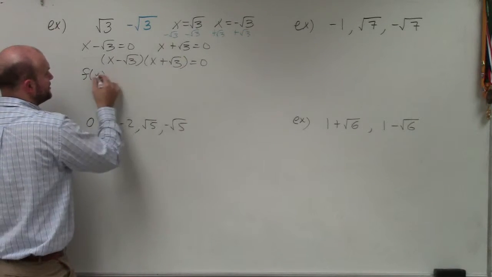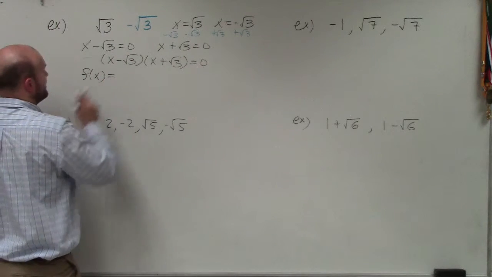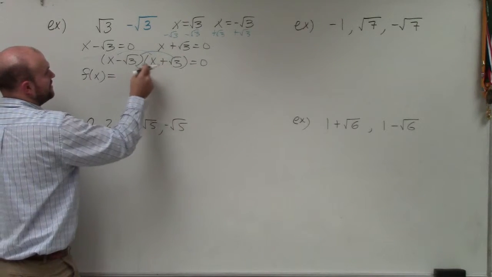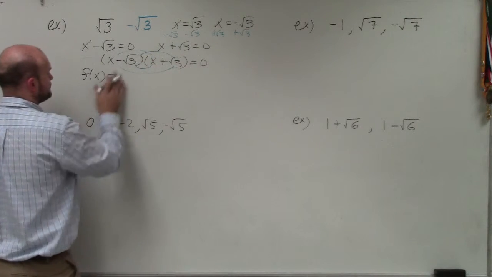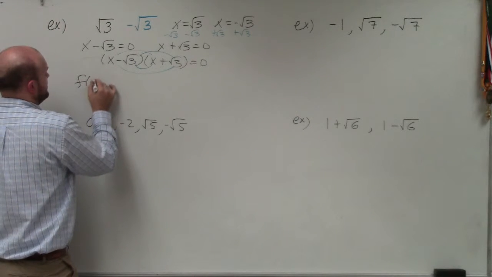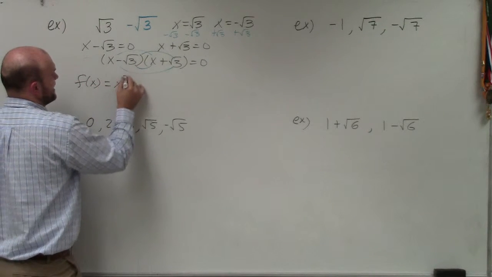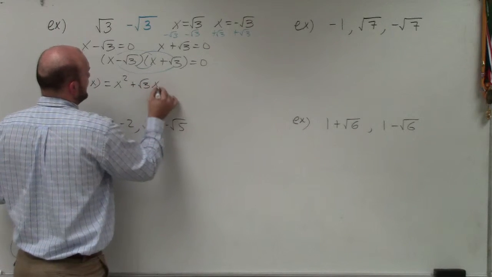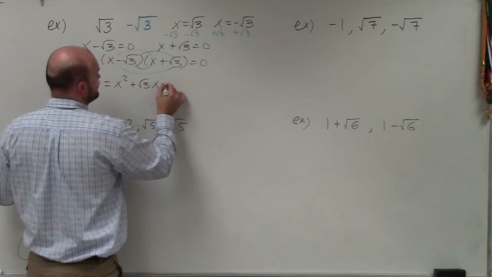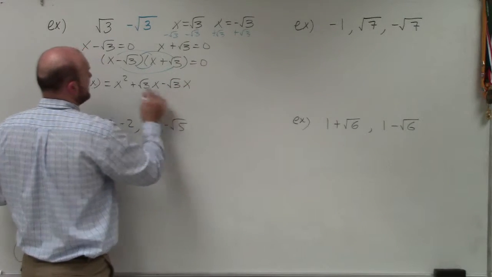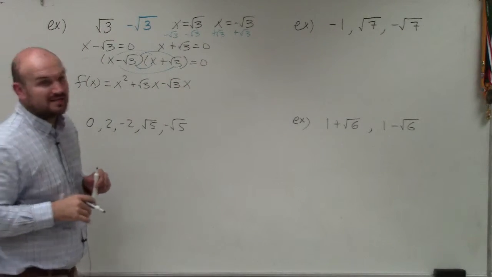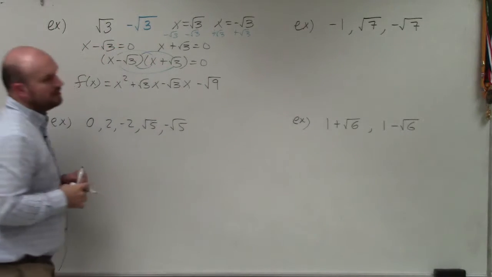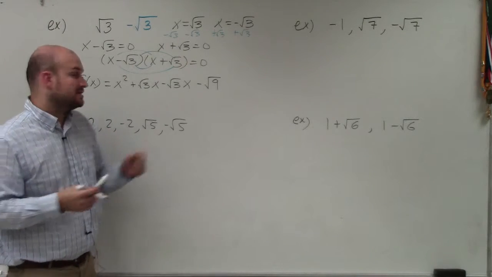So I'm going to replace 0 now with f of x, and then I'm going to apply FOIL. So multiply x times x, x times square root of 3, x times negative square root of 3, and negative square root of 3 times square root of 3. Let's write this down a little bit lower. So when I multiply x times x, that is x squared. X times square root of 3 is going to be a positive square root of 3x. X times negative square root of 3 is going to be a negative square root of 3x. And negative square root of 3 times positive square root of 3 is going to be a negative square root of 9. Now, I just wrote this out because I wanted to simplify it and show it to you.